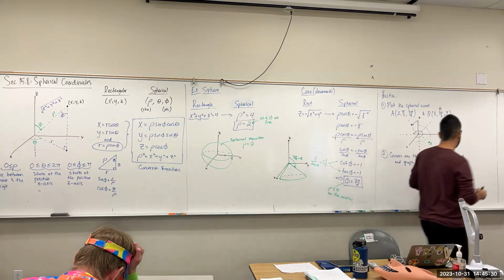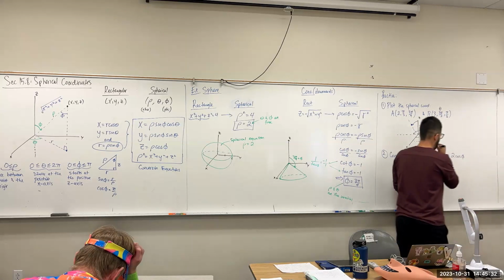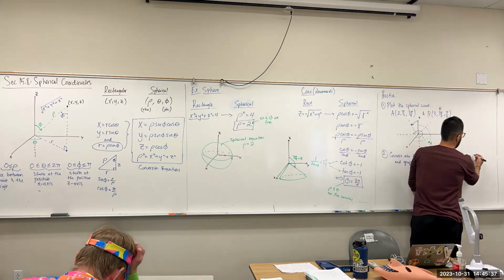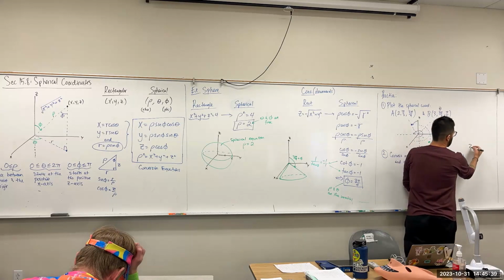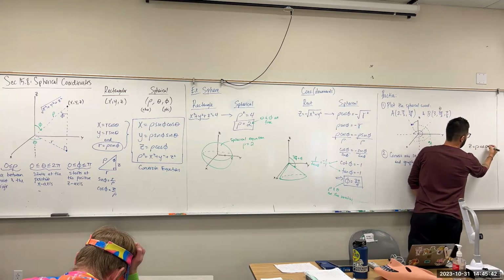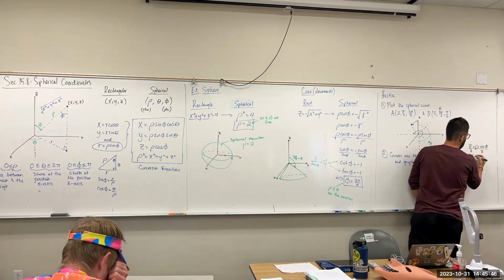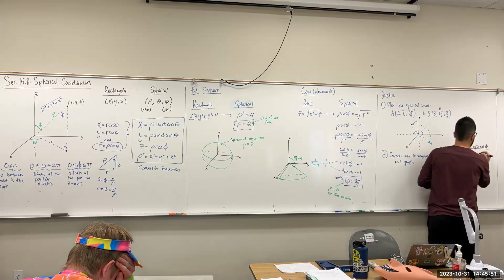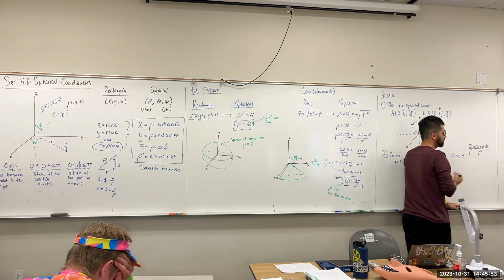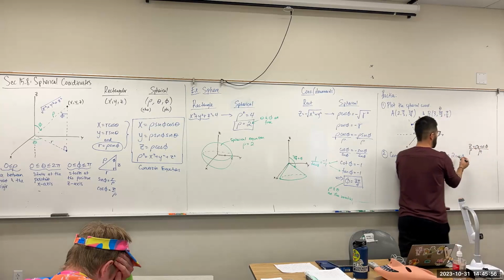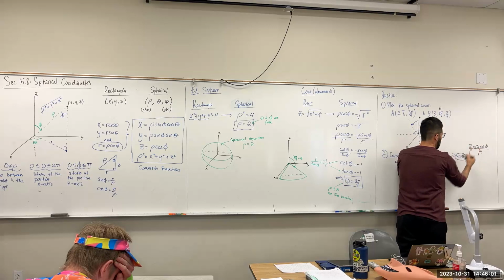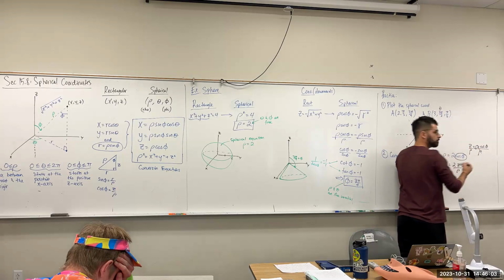Oh, I see what you're saying. Since z equals rho cosine phi, you're saying if I divide this z by rho, you're replacing the cosine phi with z over rho. Gotcha, okay.